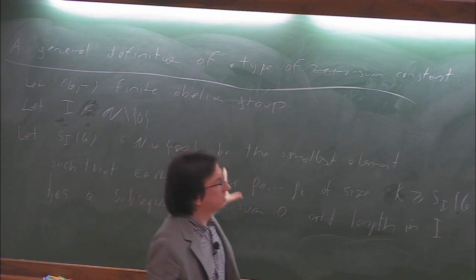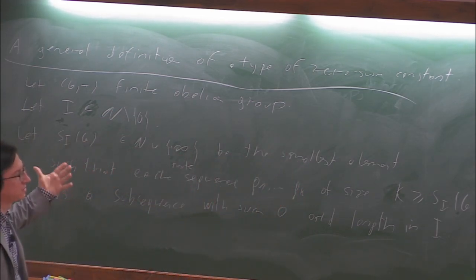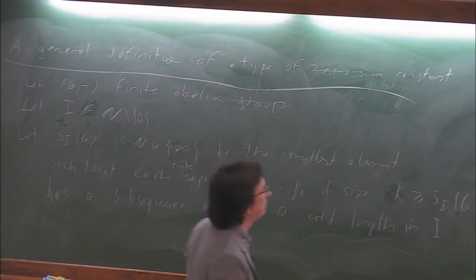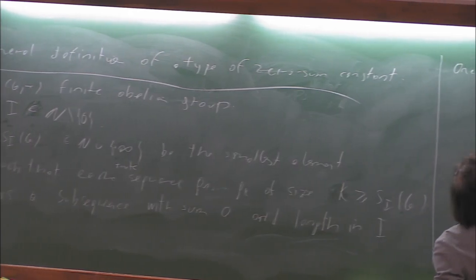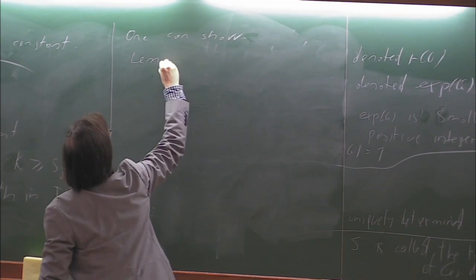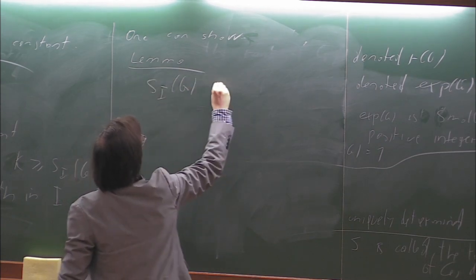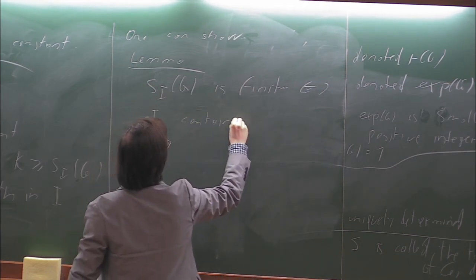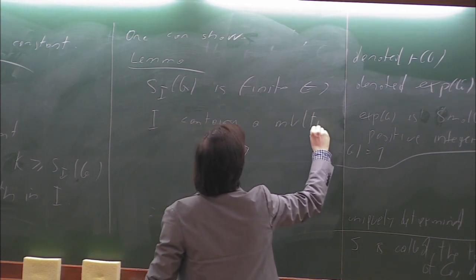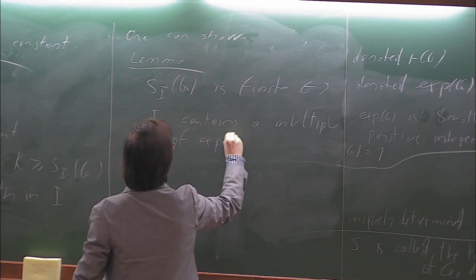So this is just to have a fallback in case the constant does not make sense. But as we will see right away, there is an explicit way to characterize for which I these constants are finite, and then this problem goes away. So maybe I will say this right away. One can show a lemma: s_I(G) is finite if and only if I contains a multiple of exp(G).